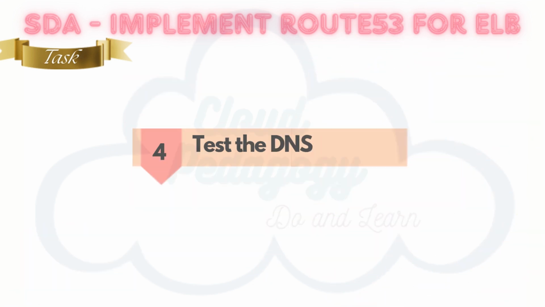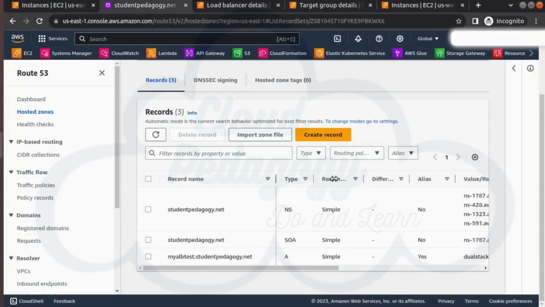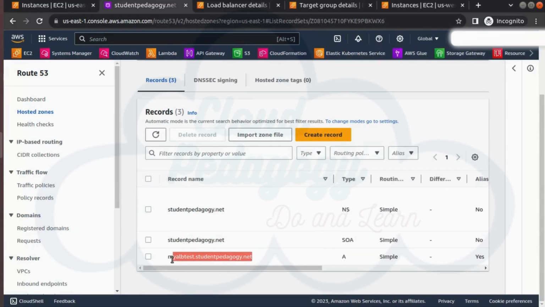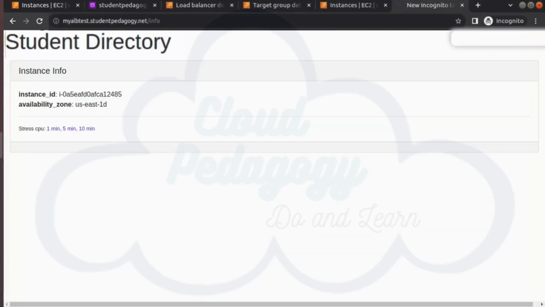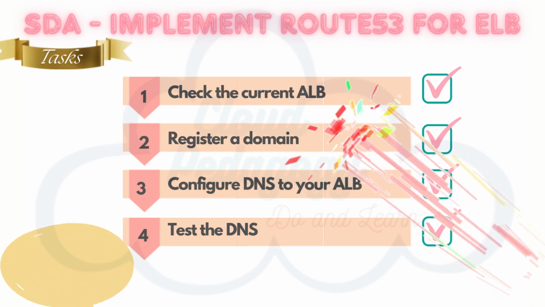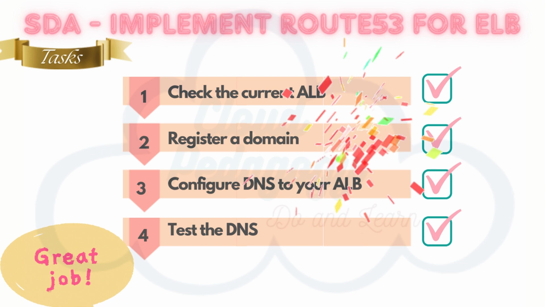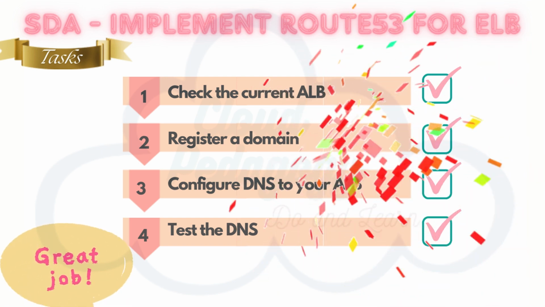In task 4, finally we'll test the DNS that we have created. Copy the record name and paste it in a new browser, entering the /info page. When I refresh this page, it is changing the instances and changing the availability zones that are being hit. Right now my application load balancer has only 3 instances, so I can see only 3 instances that are being hit. Congratulations, you have successfully created a domain name for your student directory application.